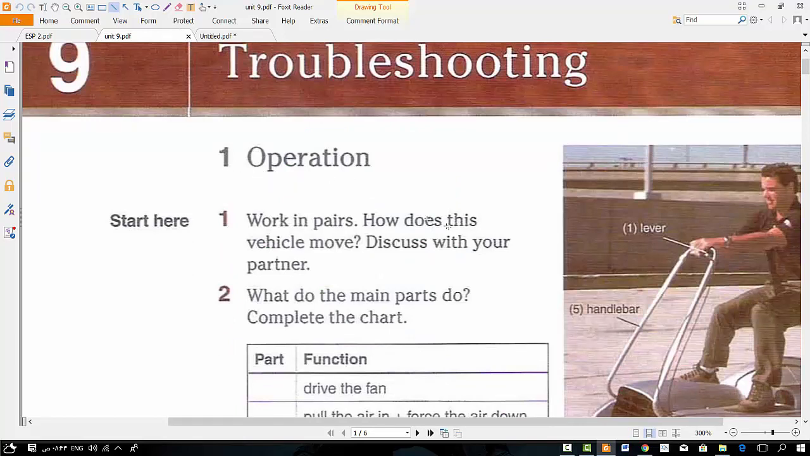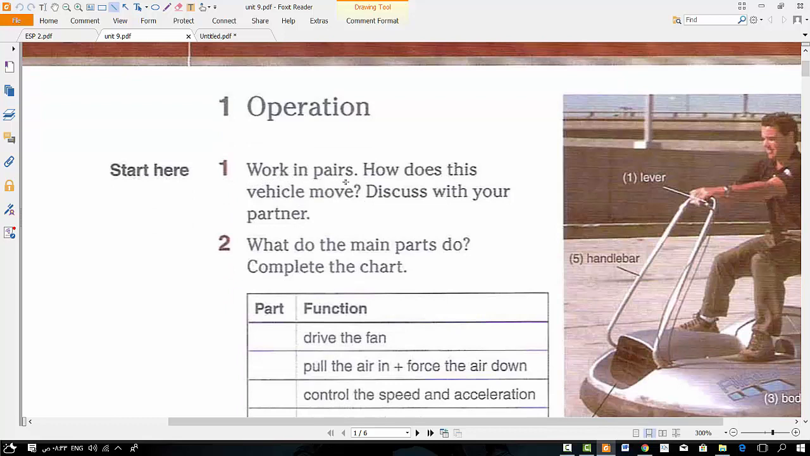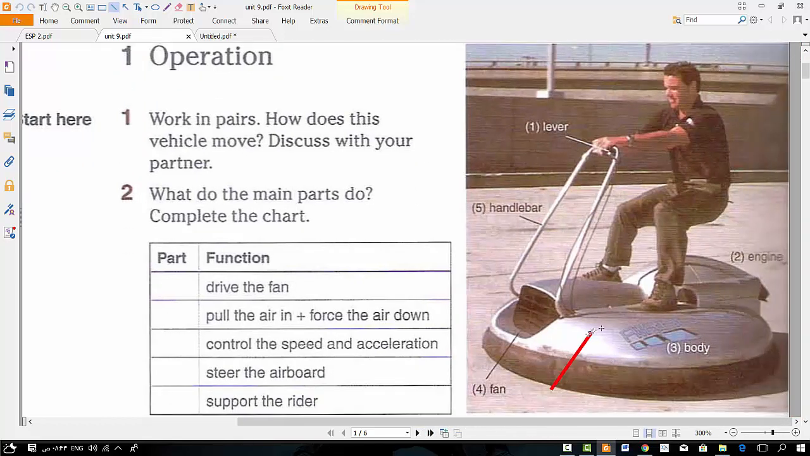Lesson 1 Operation. 1. Working in pairs. How does this vehicle move? This is the vehicle. How does it move? Okay, look at the vehicle. Look at the parts of the vehicle. This is the body of the vehicle. And this is the fan, engine, handlebar, and this is a lever.